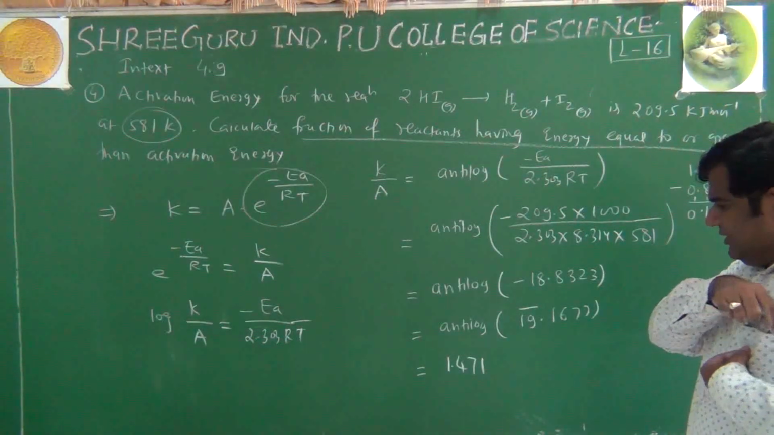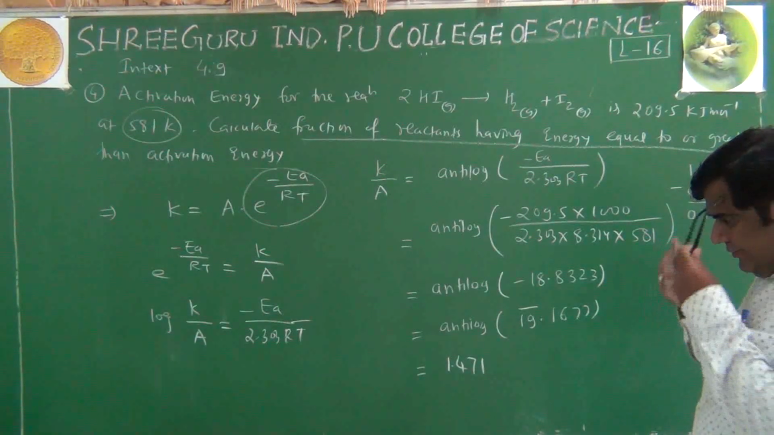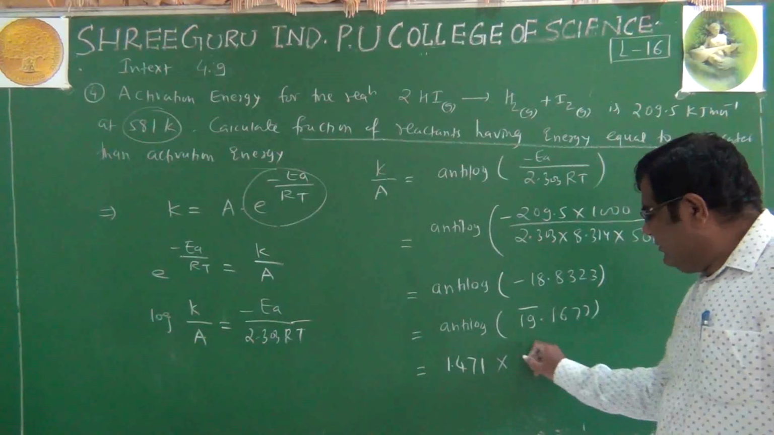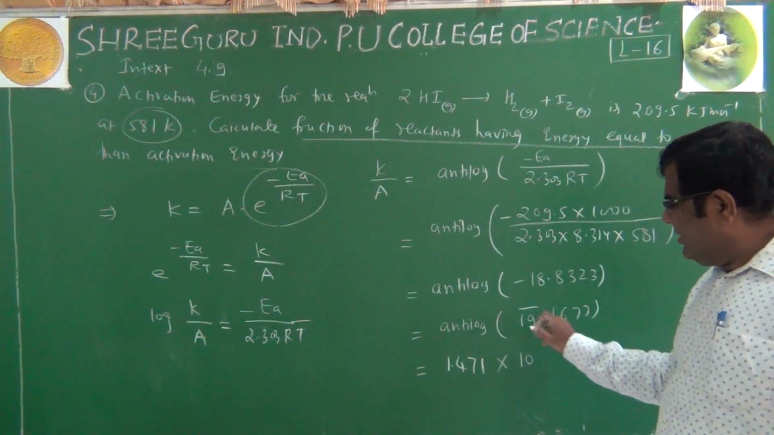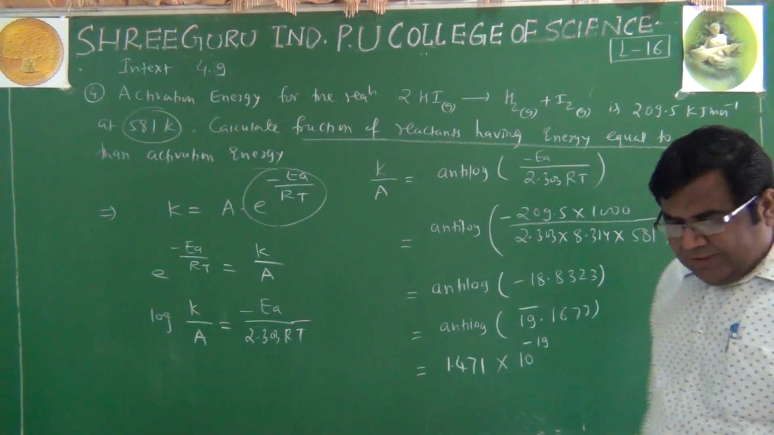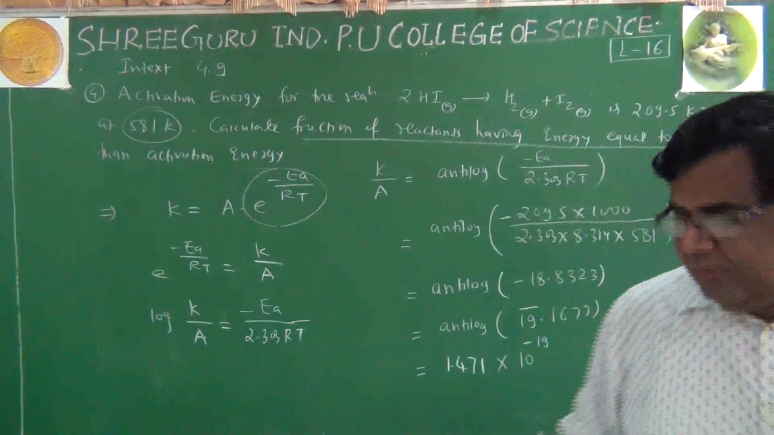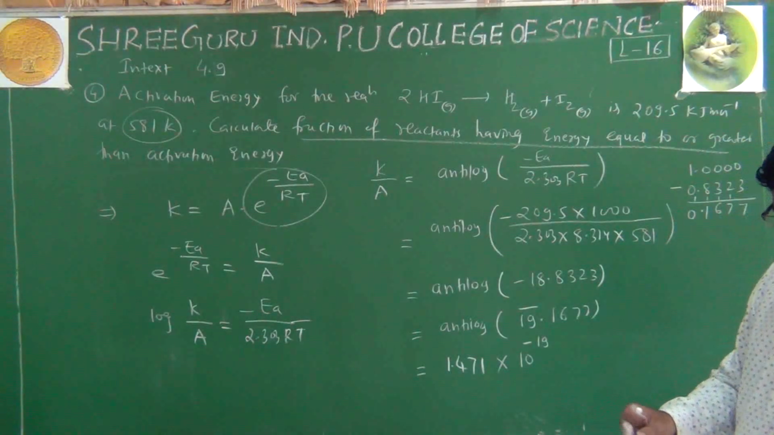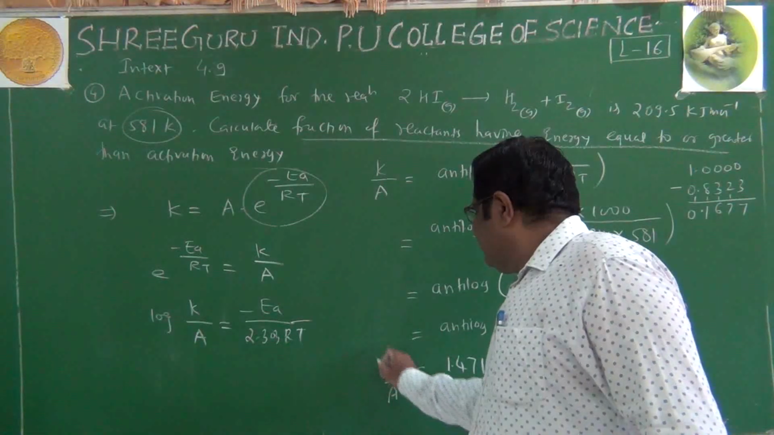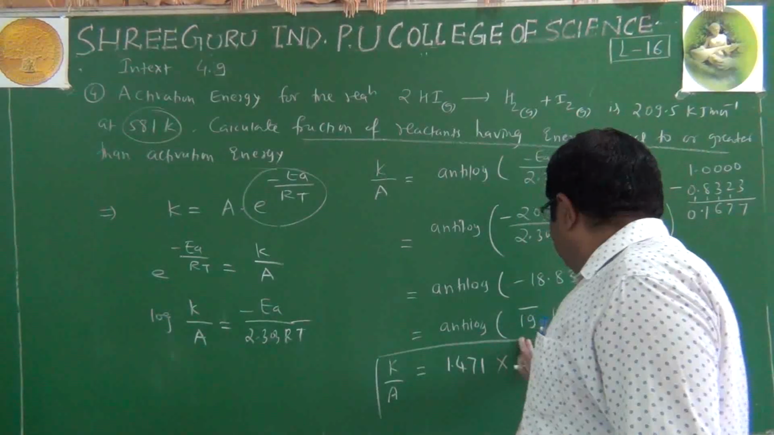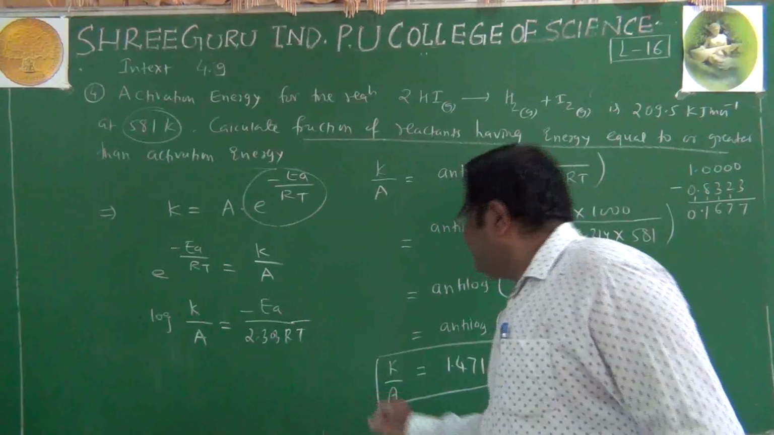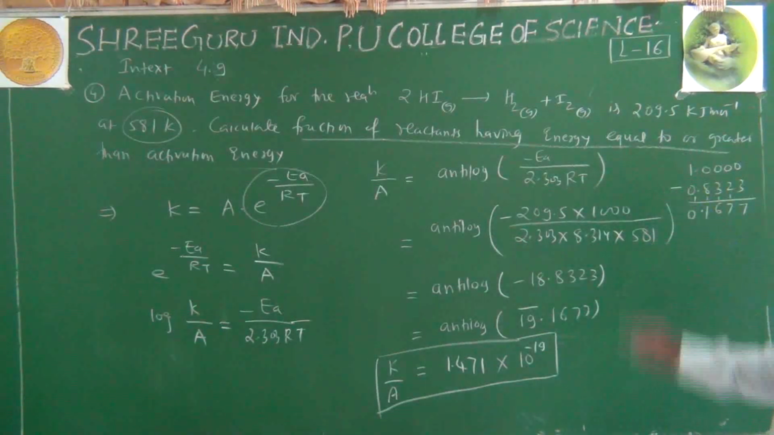After one digit we have to put the decimal point, and then we have to multiply by 10, keeping this negative sign as it is, and this number 19. So what we are getting here is 1.471 into 10 raised to minus 19. This is k by A. This is the fraction of molecules having energy equal to or greater than the activation energy. So this is the answer.